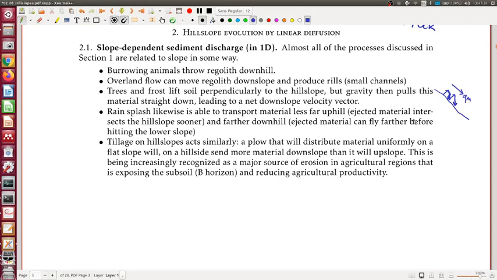And through that pattern, there's overall a net downslope vector of Q sub m, which is mobile hill slope material. Rain splash is likewise able to transport less material uphill, and that's because this ejected material intersects the hill slope sooner and farther downhill, because it can fly farther before hitting the lower slope. You can think about this pretty easily, right? If you're just trying to throw a ball up a hill with all your strength, you're going to get a lot less far than if you're trying to throw it downhill, where that slope is actually helping you and lengthening the time before that ball crashes down onto the surface.